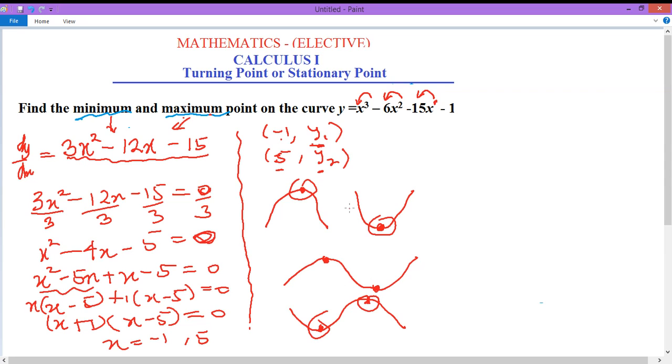Good. So we're going to determine: at x equals -1, is the point there a maximum? Or at x equals 5, is the point there a maximum? That's what we're going to test. So we're going to learn how to test that. There are two ways of doing that, and we will employ the two methods. In mathematics, you need to know everything. Then, when you are in the examination hall, you choose the best method that you prefer. But you must know all concepts.